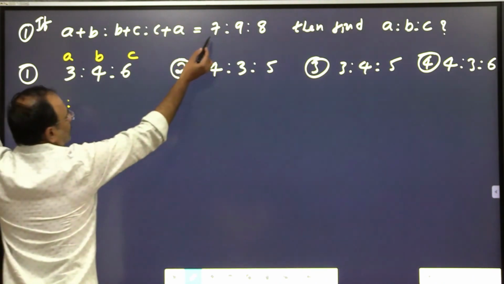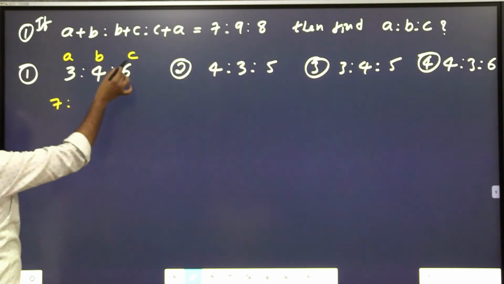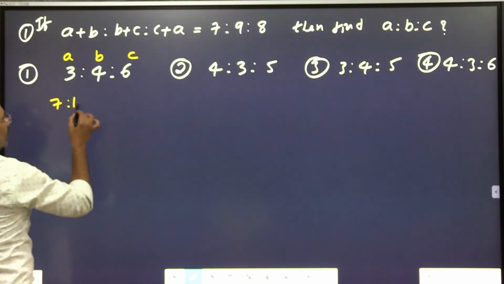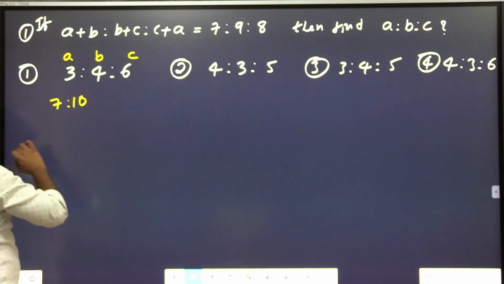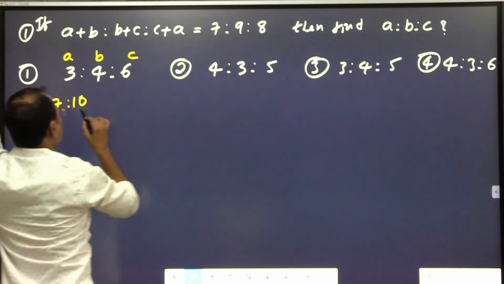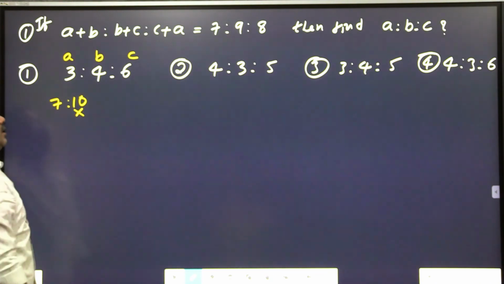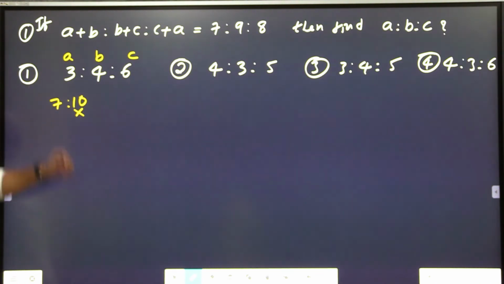And the next one, B plus C. B plus C, 4 plus 6, 10. But the second term is 9, so the second term is 10 here. So option 1 is not the correct one. Option 1 cannot be the answer. So this is how we have to proceed with back substitution.